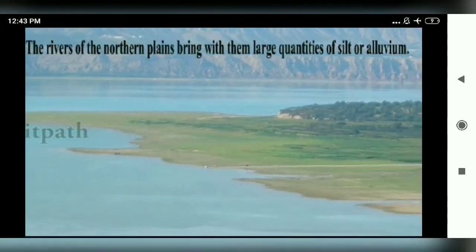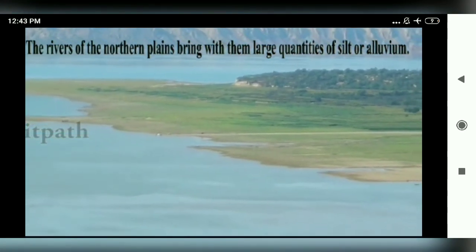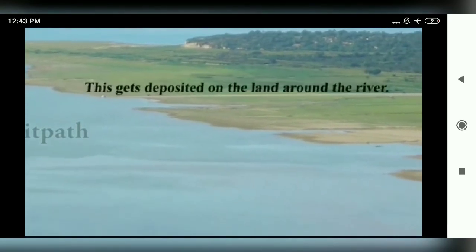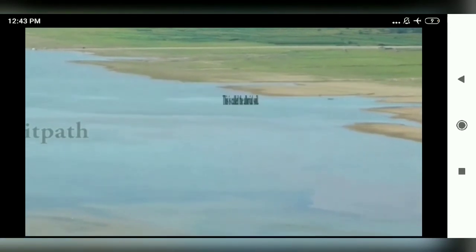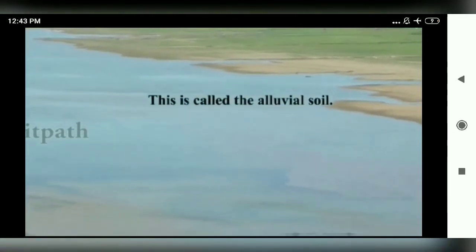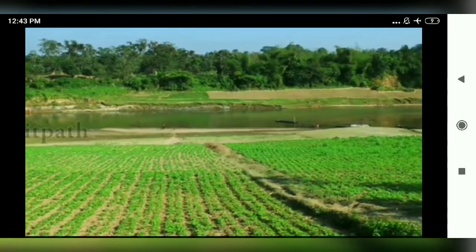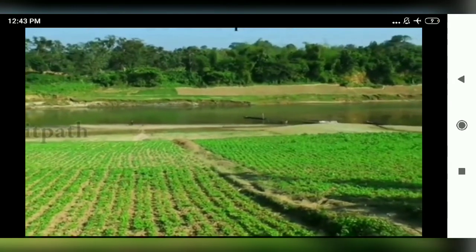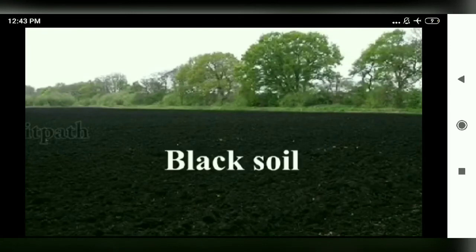Alluvial soil. Just look into the video, you can see that the river banks are all accumulated with sand and silt. This sand and silt get deposited in the river, and this is used for cultivation because it is a very fertile form of soil. You can see in this video as well, cultivation is done near the river bank because the land is very fertile.